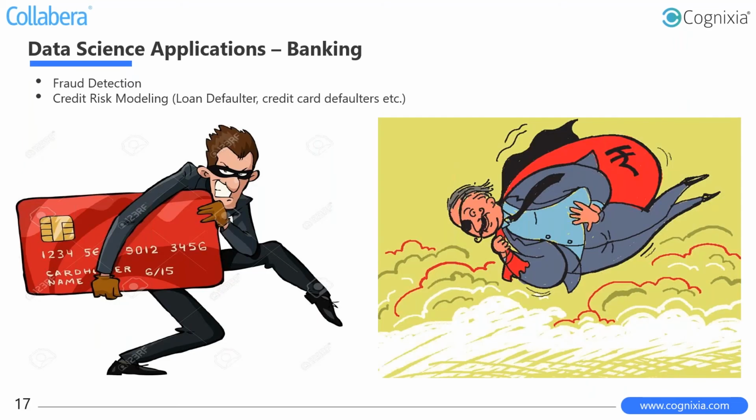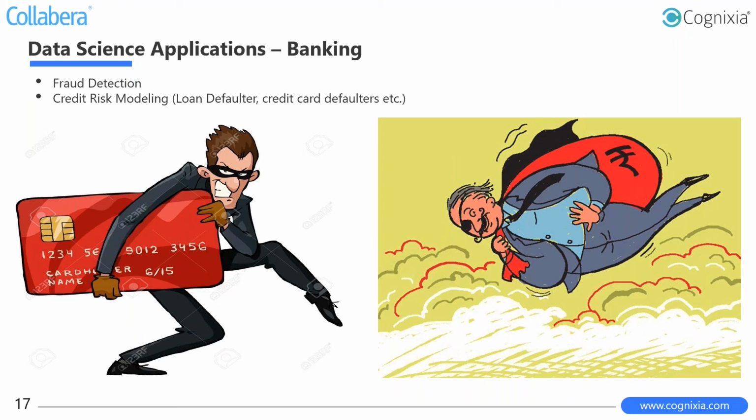Coming to data science applications in banking, there's fraud detection and credit risk modeling, like loan defaulters and credit card defaulters. When we apply for a loan, the bank will look at multiple factors. They will ask you for data, and there is a credit score for all of us, maintained by CRISIL. They will look at it and accordingly give you the loan.